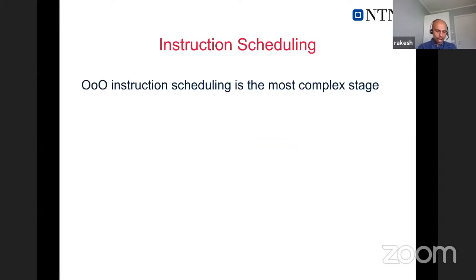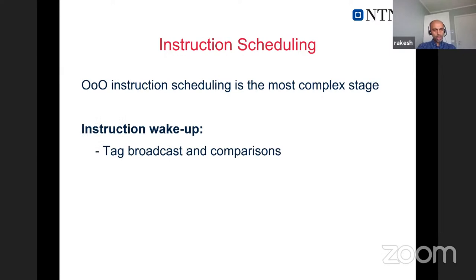So we know that out-of-order instruction scheduling is the most complex stage in a CPU. And it is composed of two sub-stages. One is instruction wake-up. What it requires is that all the instructions that finish their execution broadcast their tags, and then all the instructions which are waiting for their operands compare with those tags to see if their operands have become ready or not. So this requires lots of broadcasts and lots of comparisons.